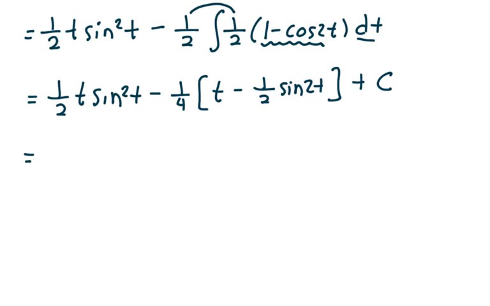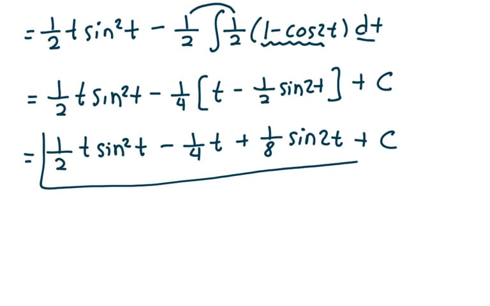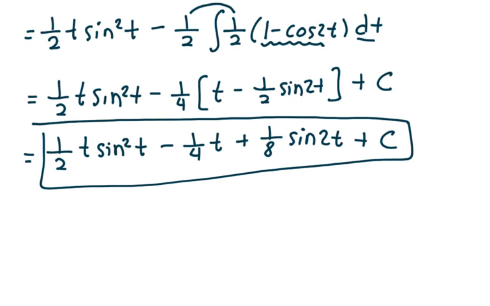And so I'm going to simplify this a little bit. So we get 1/2 t sine squared t minus 1/4 t. So I'm just distributing the 1/4 plus 1/8 sine 2t plus c. And that would be the correct answer for example 3.